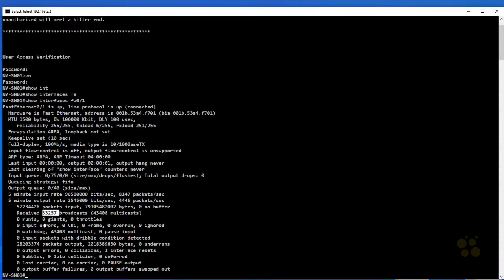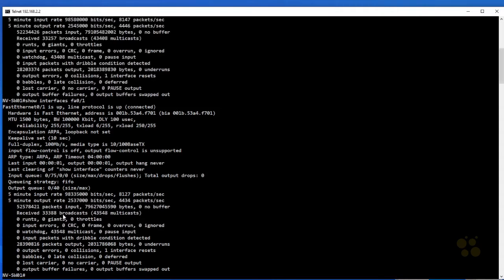Then what happens is a broadcast will start going around and it literally can take out your whole network. So if you're looking at your statistics and you see a whole bunch of broadcasts that are just ticking up, that could signal, hey, there's a broadcast storm going on. As it stands right now, it seems like a lot, but when you compare it to the number of total packets input, that's nowhere even close.